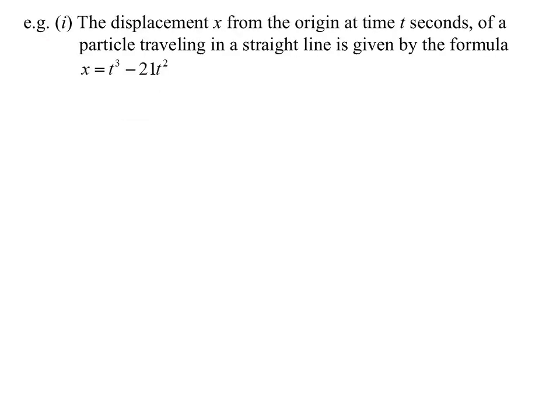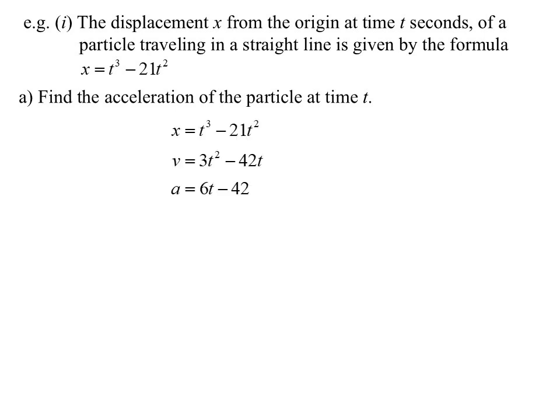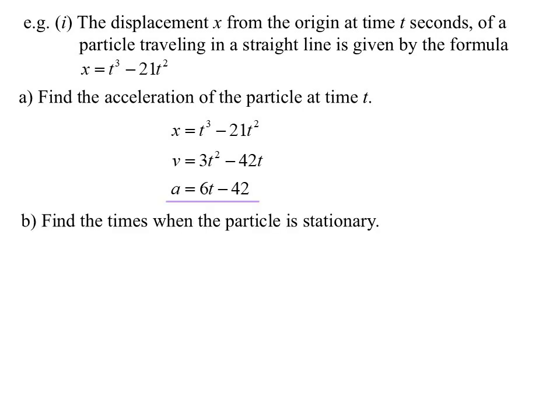But hey, we don't need the graph necessarily. If I've got the formula, I can now work everything out. It's now asking me, well, what would be the formula for acceleration then? Differentiate it once, I'll get a formula for velocity. Differentiate a second time, I'll get a formula for acceleration. So when is it stationary?